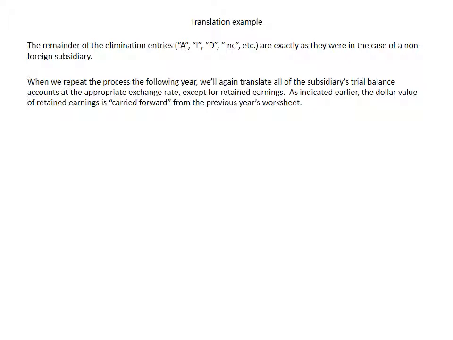The remainder of the elimination entries, A for amortization, I for income, D for dividends, etc., are exactly as they were in the case of the non-foreign subsidiary. Again, the problem is we need to get the trial balance from the foreign currency to the US dollar. Once the trial balance is in the US dollar, then we're back to our standard consolidation problem. When we repeat the process the following year, we're going to again translate all of the subsidiary's trial balance accounts at the appropriate exchange rate except for retained earnings. As indicated earlier, the dollar value of retained earnings is carried forward from the previous year's worksheet.